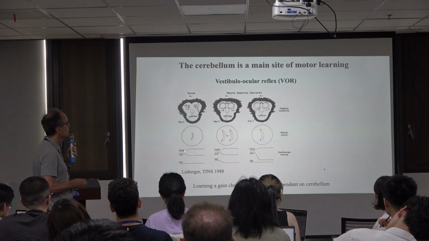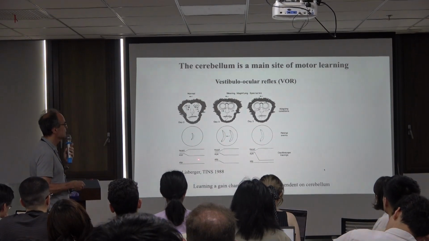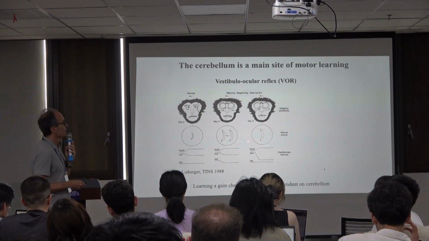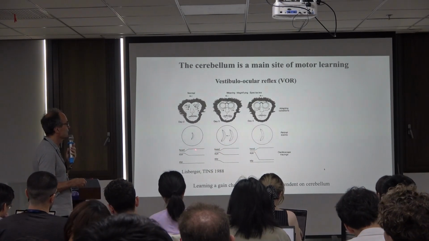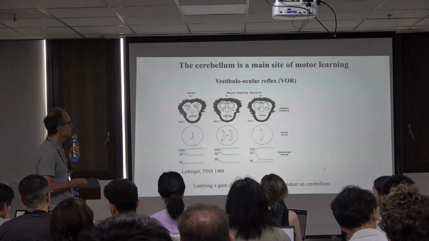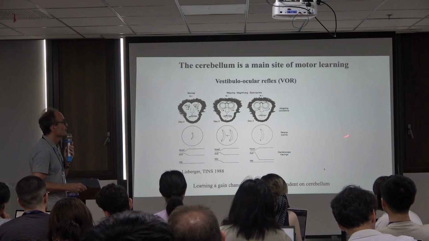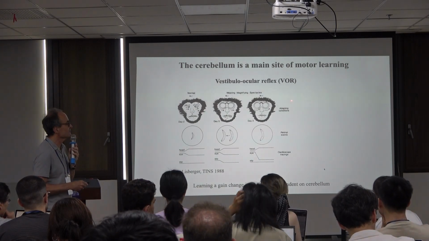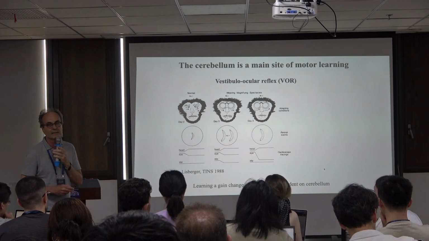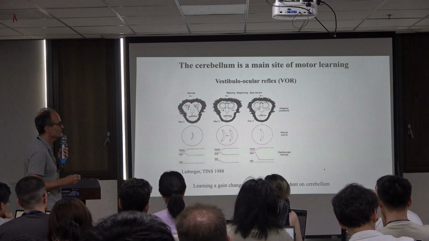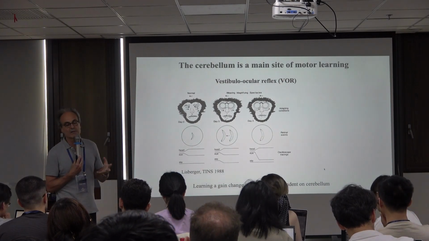You have the head. In the normal condition, the eye goes in the other direction. There is no slip on the retina. If you put on magnifying glasses, you have the head. The eye turns as it does here, because nothing has adapted, and you have slip on the retina, the image slips on the retina. So when you adapt, the eye turns more, and then you maintain this image on the retina. So this is the adaptation of the vestibulo-ocular reflex.